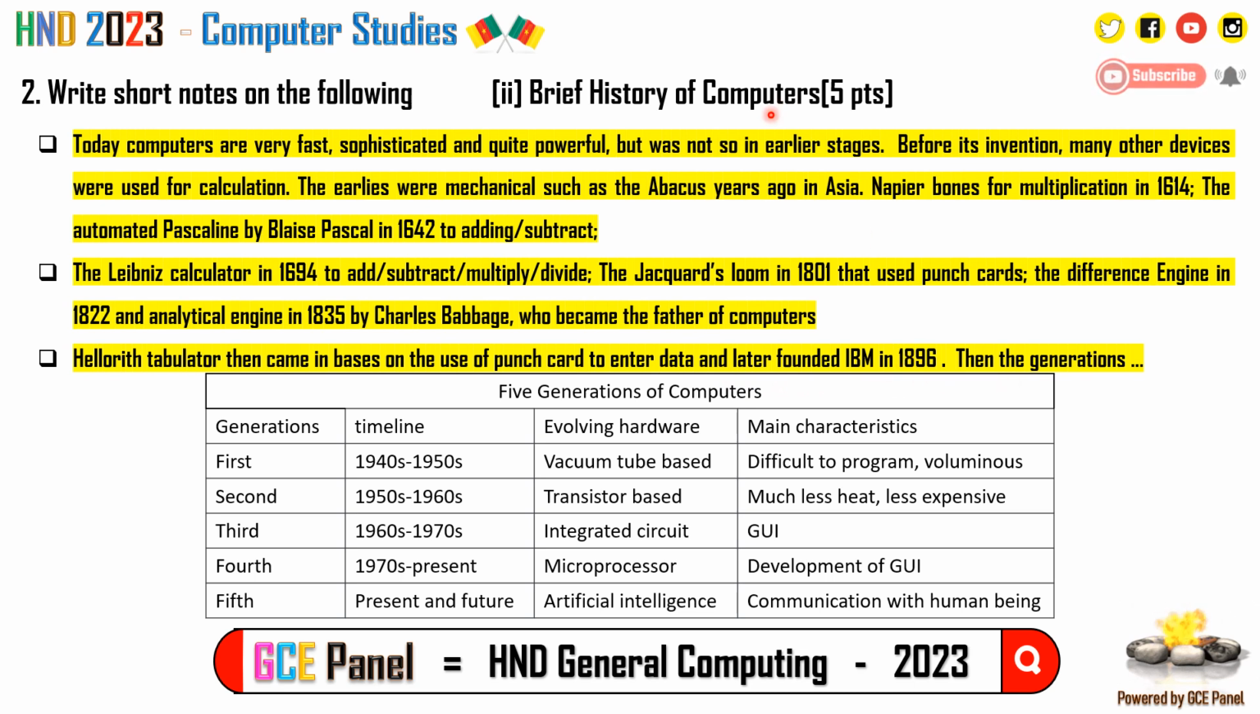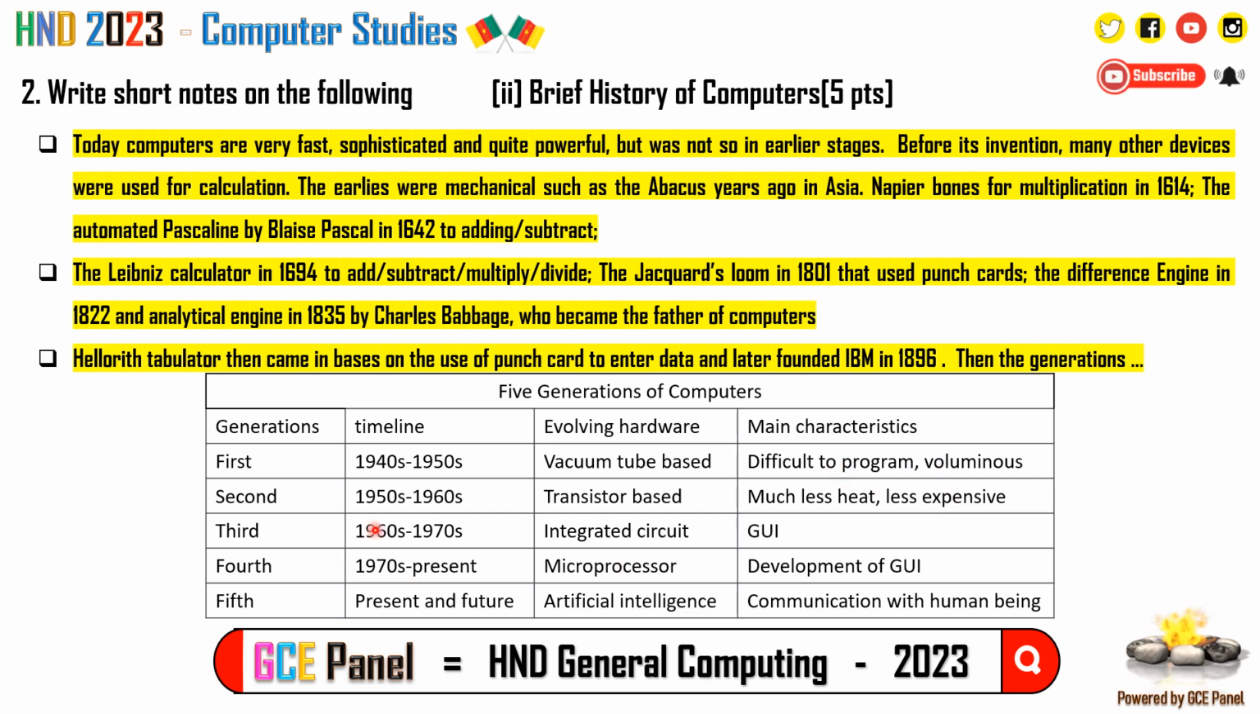These computers are classified according to the following 5 generations. We have the first generation from the 1940s to 1950s that used vacuum tubes as the evolving hardware, and the main characteristic was that it was difficult to program and was voluminous. The second generation from the 1950s to 1960s was transistor based and produced much less heat compared to the previous one and was less expensive.